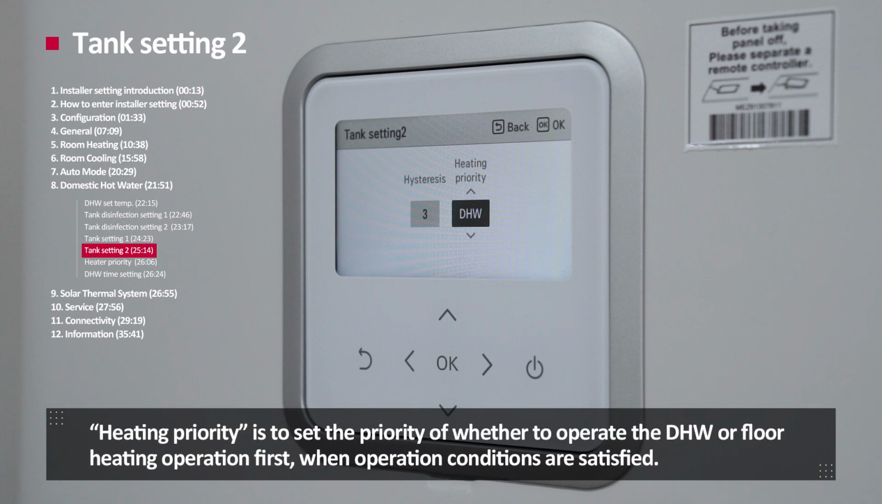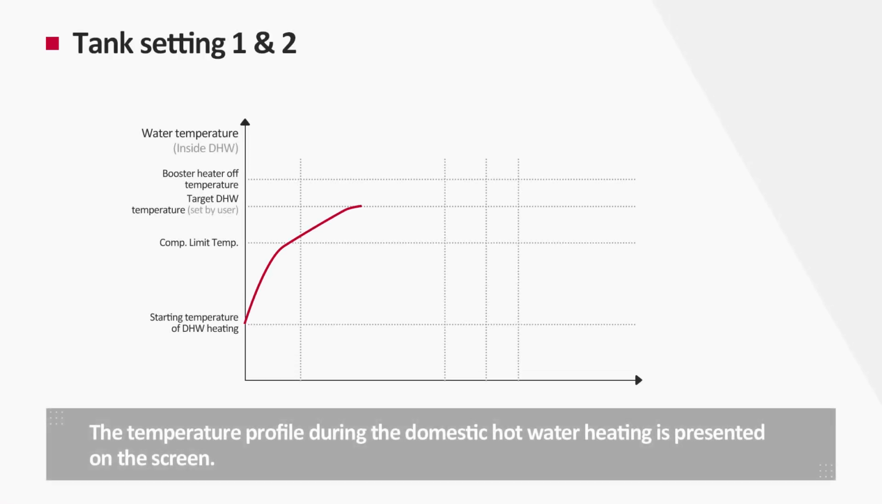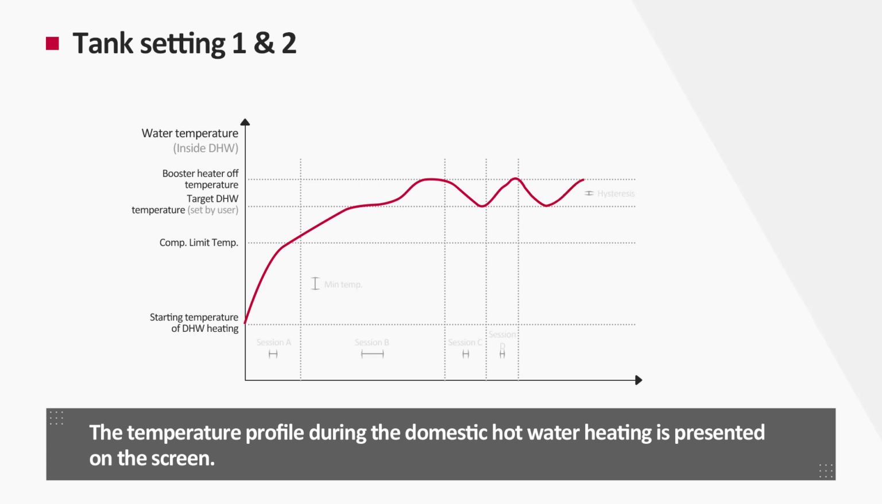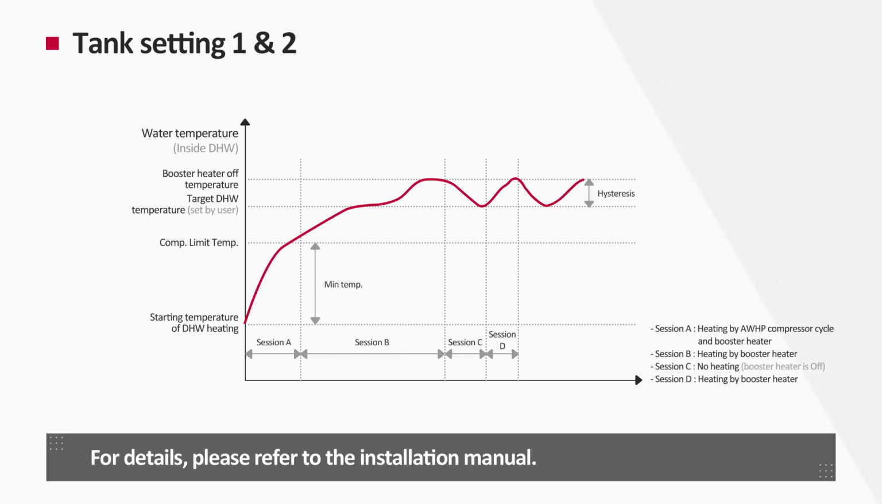Heating priority is to set the priority of whether to operate the DHW or floor heating operation first when operation conditions are satisfied. The temperature profile during the domestic hot water heating is presented on the screen. For details, please refer to the installation manual.